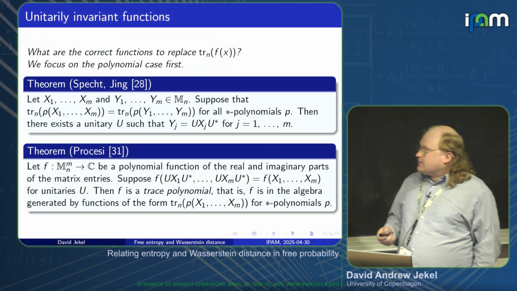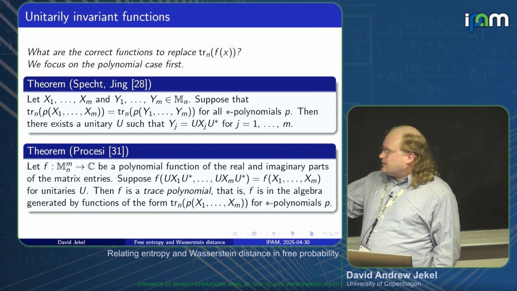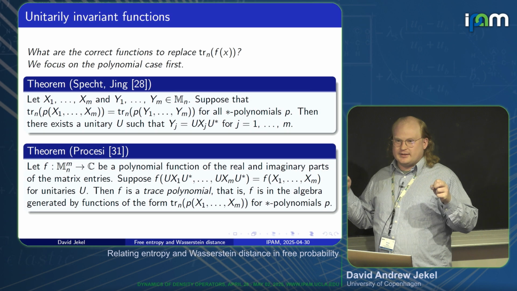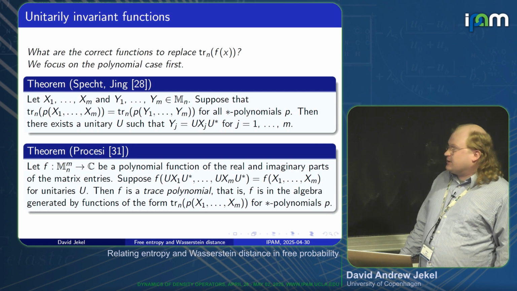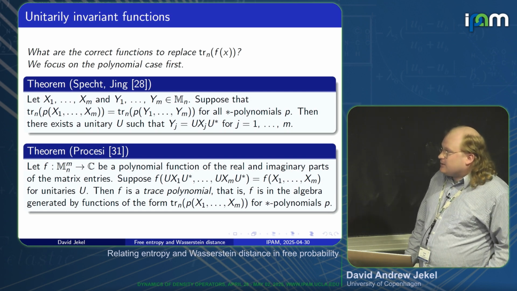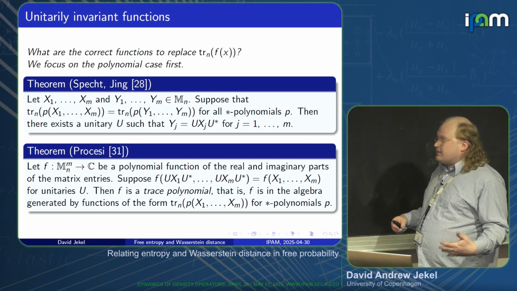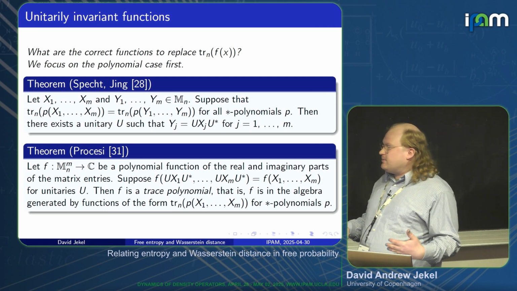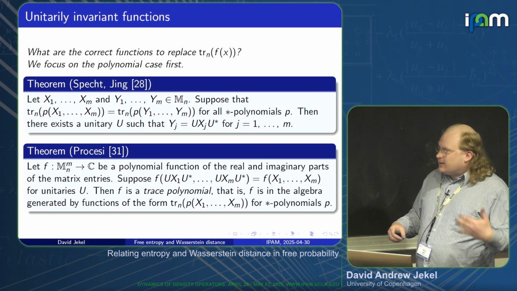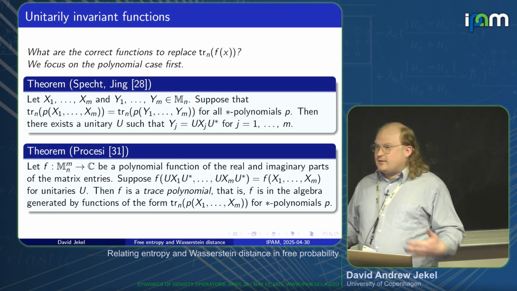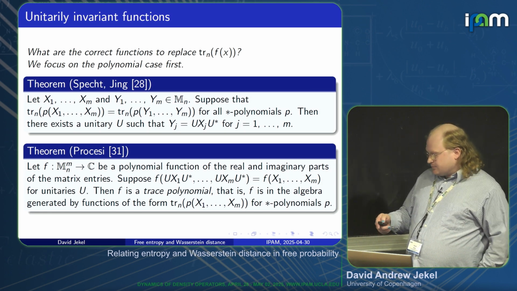And there's a dual statement to this. If the first statement is telling you something about when the two matrices have the same distribution with respect to the trace, the second statement is talking about the functions. So if you have, for instance, a polynomial function, meaning a polynomial function of the real and imaginary parts of the entries of a matrix, and if this function happens to be invariant under simultaneous unitary conjugation, then it is a so-called trace polynomial. It's some function that's obtained from the traces of non-commutative polynomials by adding and multiplying them together.